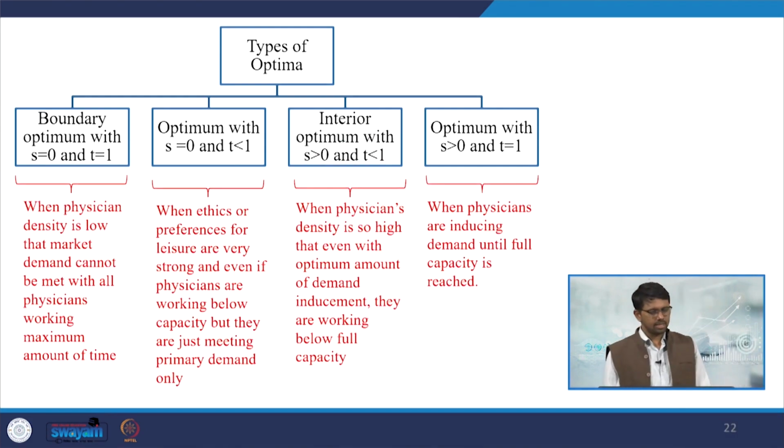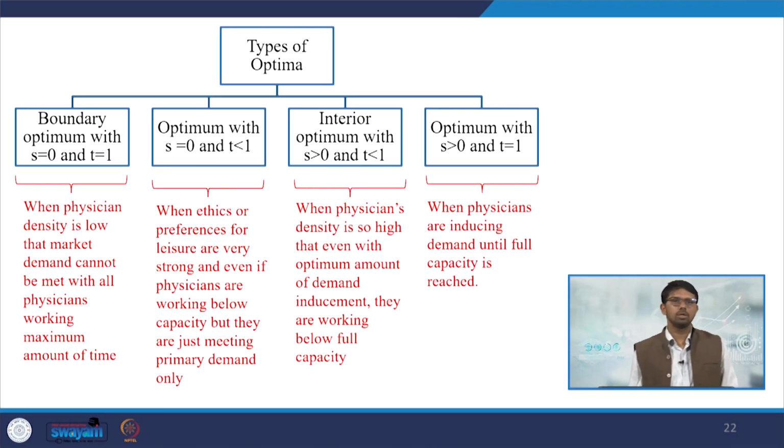In the first case, boundary optimum with both at the boundary, S equal to 0 and T equal to 1. When physician density is low, the market demand cannot be met even with all physicians working the maximum amount of time.